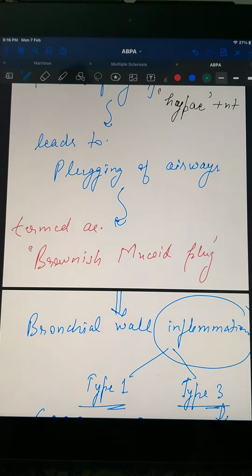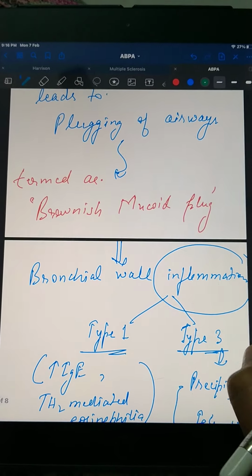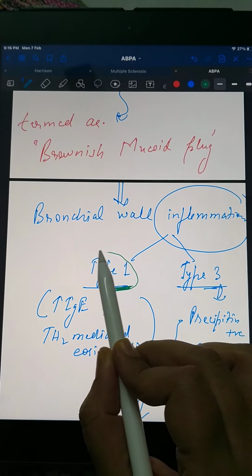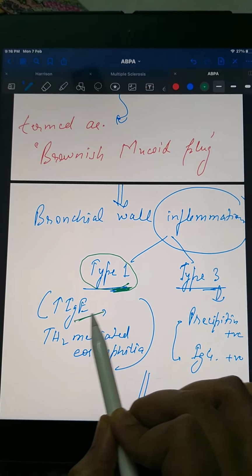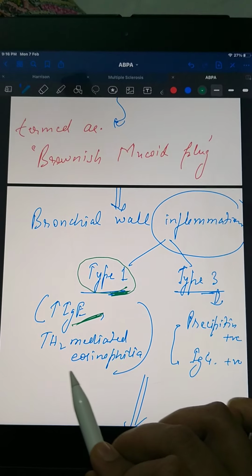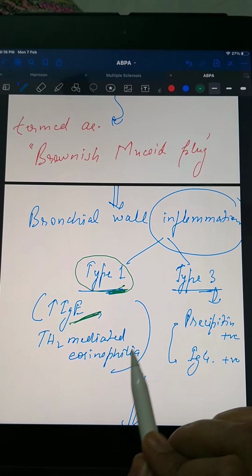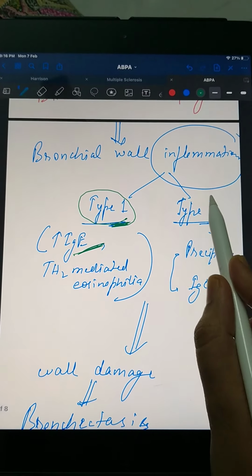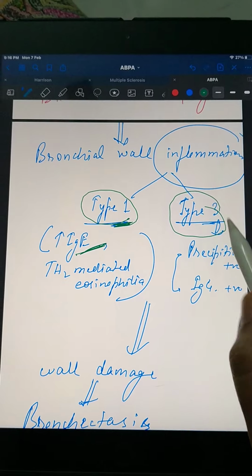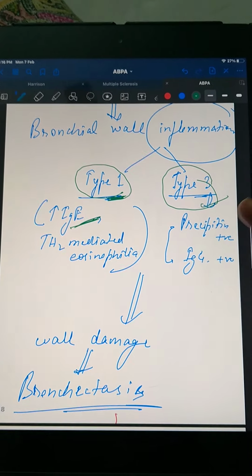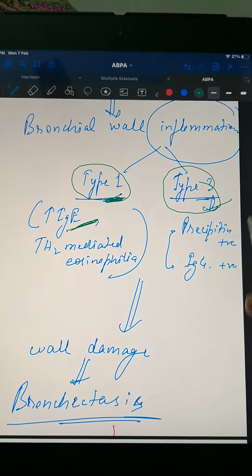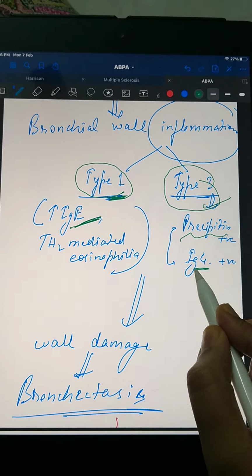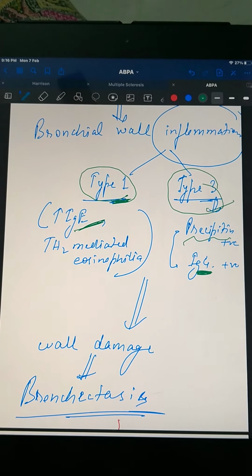Now this inflammation, or the hypersensitivity reactions present in ABPA, are type 1 and type 3. When type 1 hypersensitivity reaction is present, the patient will have increased IgE level, and there will be T helper 2 mediated eosinophilia, peripheral eosinophilia. The patient also has the type 3 reaction, an antigen antibody complex, immune complex hypersensitivity reaction. So precipitins will be present, mainly of the IgG or IgE type.